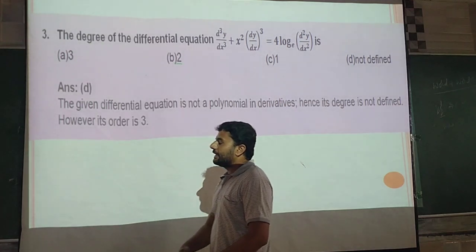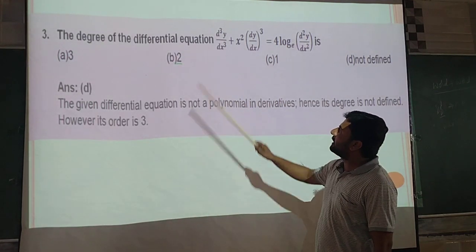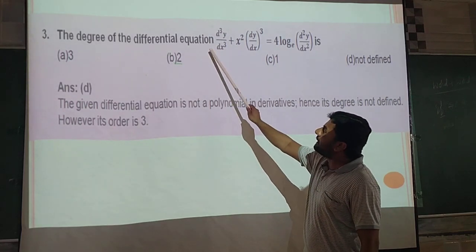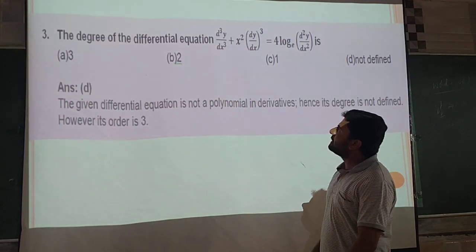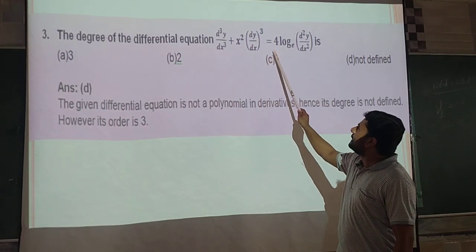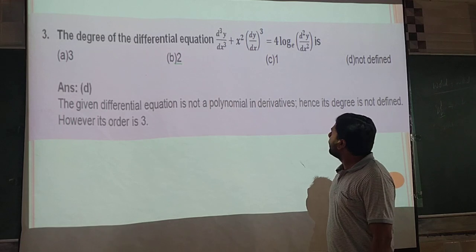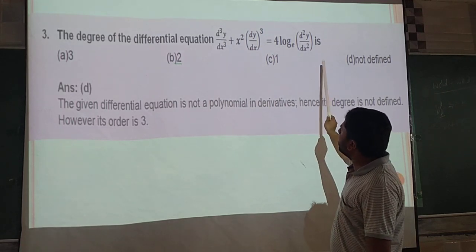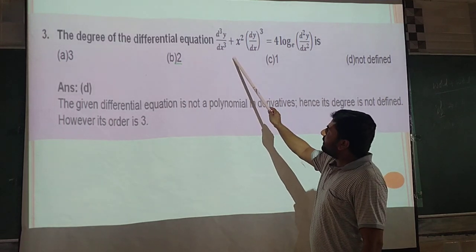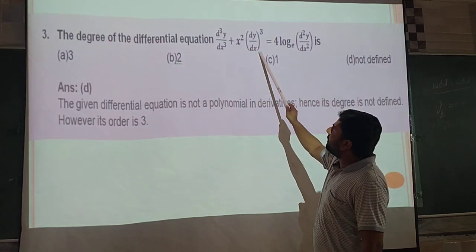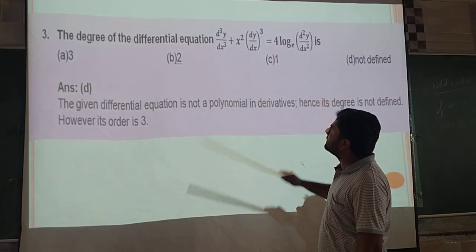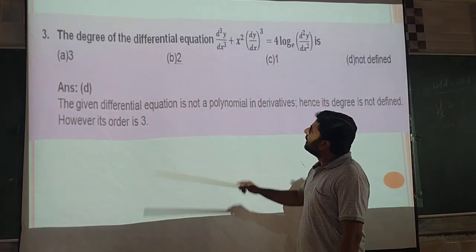The next question: the degree of the differential equation. The degree of the differential equation d cube y by dx cube plus x square into (dy by dx) whole cube is equal to 4 into log of d square y by dx square. So here we have d cube y by dx cube plus x square into (dy by dx) whole cube is equal to 4 times log of d square y by dx square, and the highest order is 3.